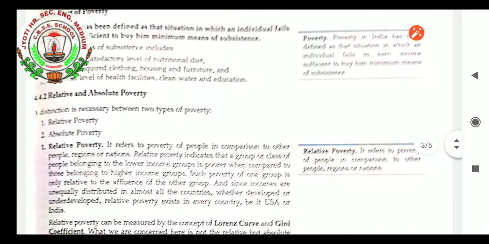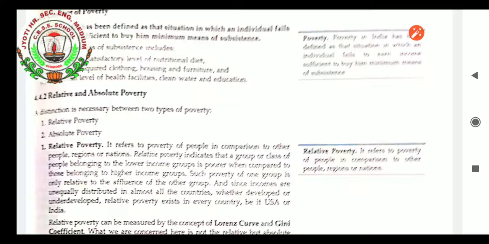Relative and absolute poverty, when we talk, students, a distinction is necessary between two types of poverty. One is relative poverty and one is absolute poverty. When we talk about relative poverty, students, it refers to poverty of people in comparison to other people, regions or nations. When we compare two people and decide that a person is poor, it is relative poverty. Relative poverty indicates that a group or class of people belonging to the lower income group is poorer when compared to those belonging to the higher income group. Such poverty of one group is only related to the affluence of the other group.